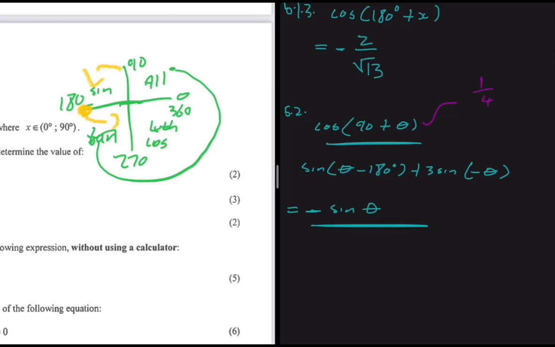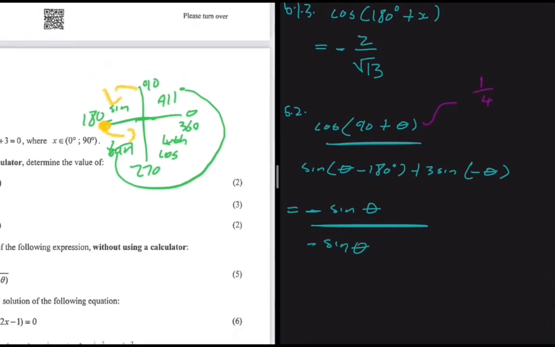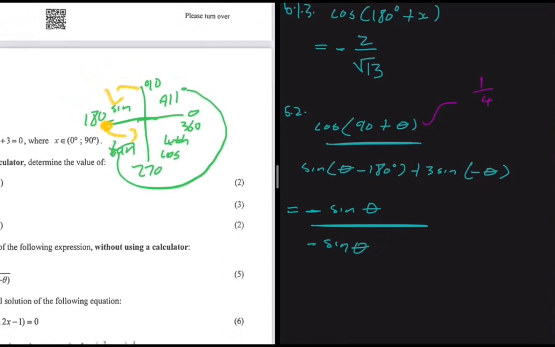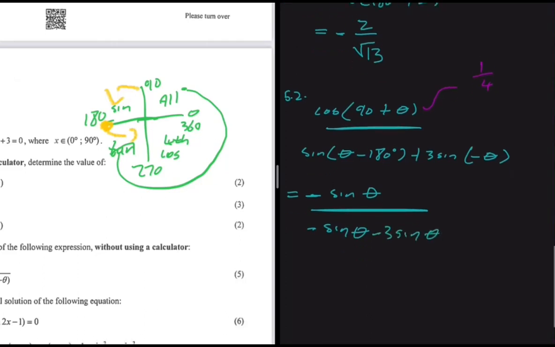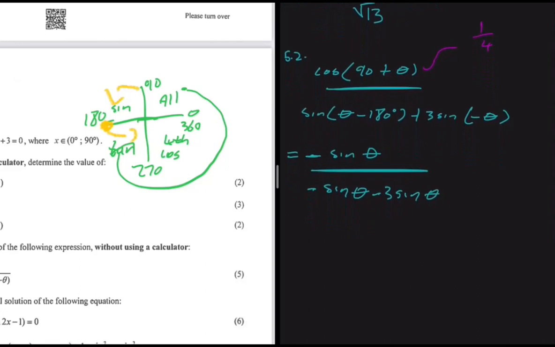Is sine positive or negative in the third quadrant? Clearly, it is negative because sine is only positive in the first and the second. So here we're gonna have minus sine of theta, and then we have plus 3 sine of minus theta. We can just pull the minus out there. If we pull the minus out, you're just gonna have minus 3 sine of theta, and there isn't much we can do there. We just have minus 3 sine of theta.